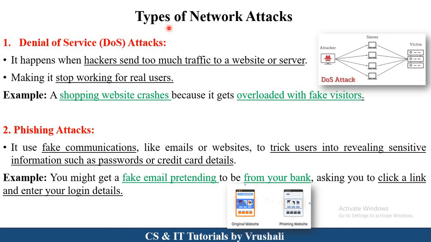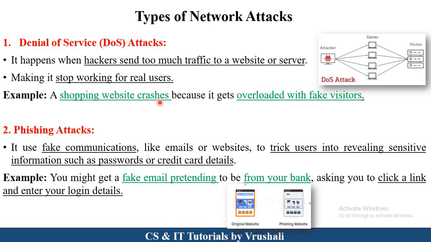Now, the next topic is different types of network attacks. So here are the main or general network attacks. The first is the denial of service attack, which is also called DOS. What happens in this attack? Let's take an example. Suppose there is a shopping website. The attacker sends multiple fake visitors to that particular website. That's why this website gets stopped for the real users. So this is called a denial of service attack.